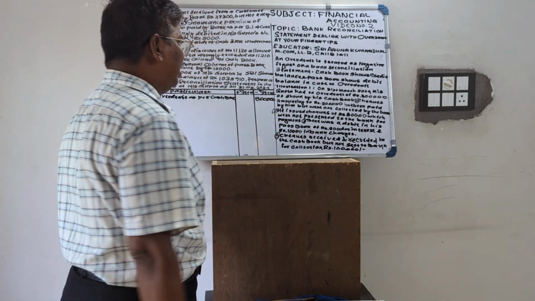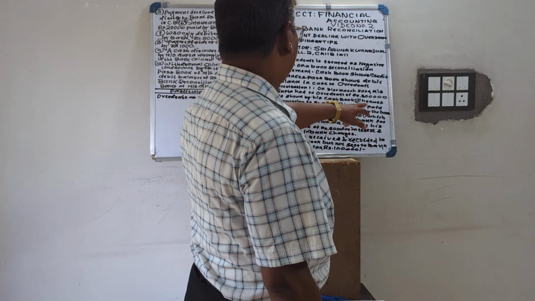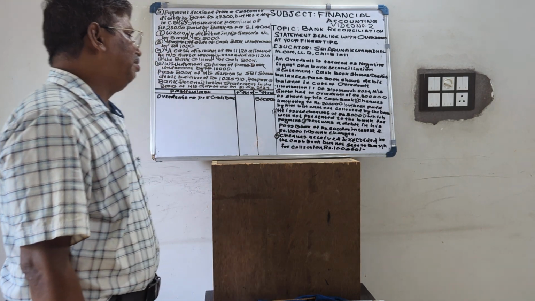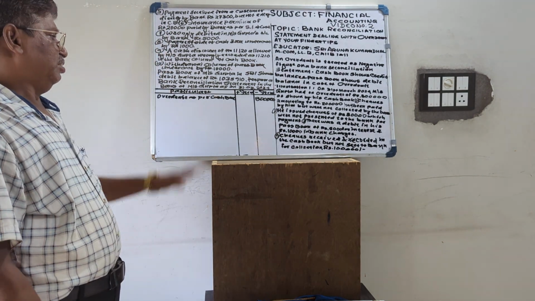Then the second entry, or first adjustment. Cheque amounting to 2 lakh had been paid by him, not collected by the bank. When the Messrs.